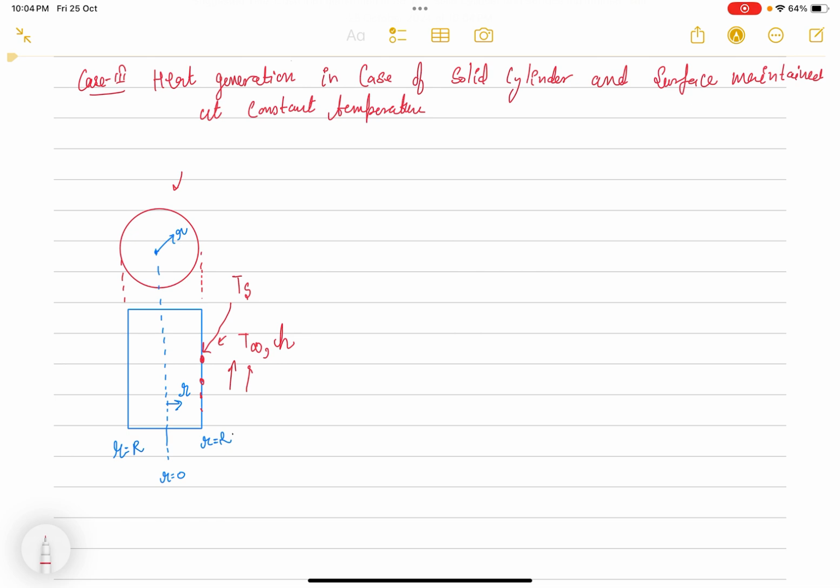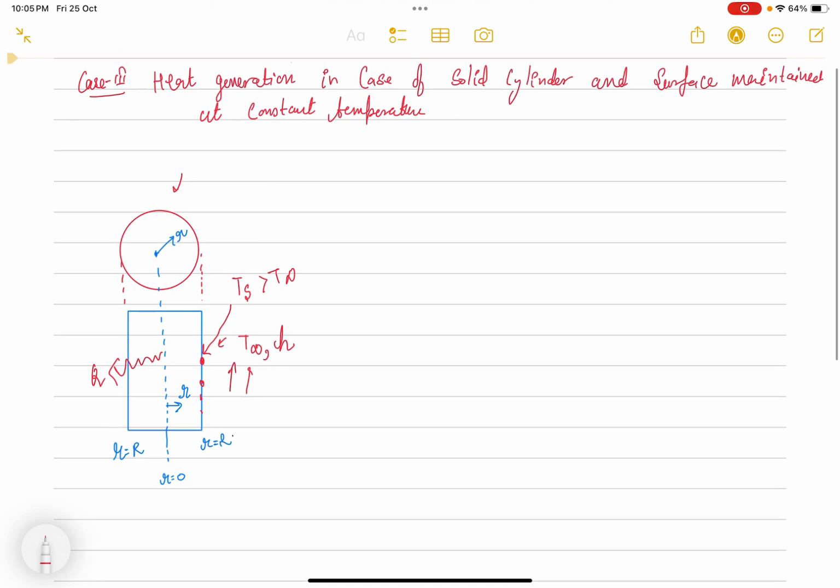Mind that if Ts is equal to T infinity, then heat transfer will not occur. For heat transfer to take place, a temperature difference must be there. All right. So if heat is generating inside the cylinder, then Ts will be greater than T infinity. Then heat will flow out of the cylinder, right? So we have to find in this case how the temperature profile will look inside the cylinder. As this is a case of symmetry, the maximum temperature will be at the center, because of symmetry. But you have to find how temperature will vary with r.